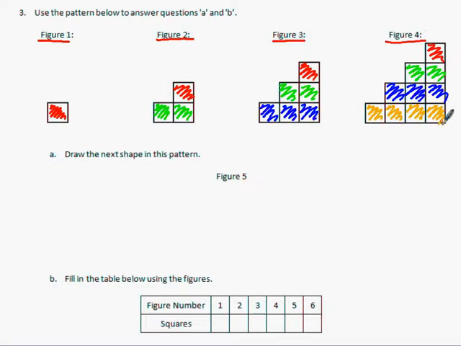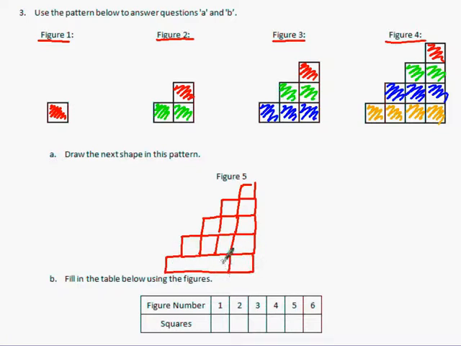So, draw the next shape in this pattern. Figure 5 is going to add 5 squares to the bottom of this shape. So we have the top square, the next 2 squares, the next 3, which is figure 3, the next 4, which is figure 4, and 5. Now we have figure 5. Just added 5 squares to the bottom of figure 4.